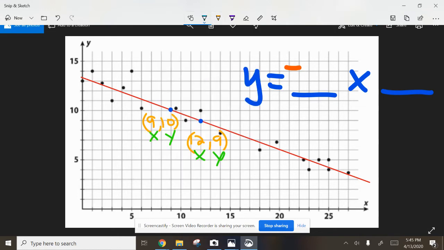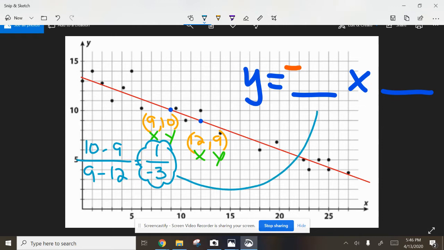If you're solving it, eventually you're going to get 10 minus 9 over 9 minus 12. 10 minus 9 is 1. And then 9 positive and a 12 negative, you're going to get negative 3. If you need to use the calculator, go for it. That negative 3 goes right here, so the slope is negative 1 over 3.